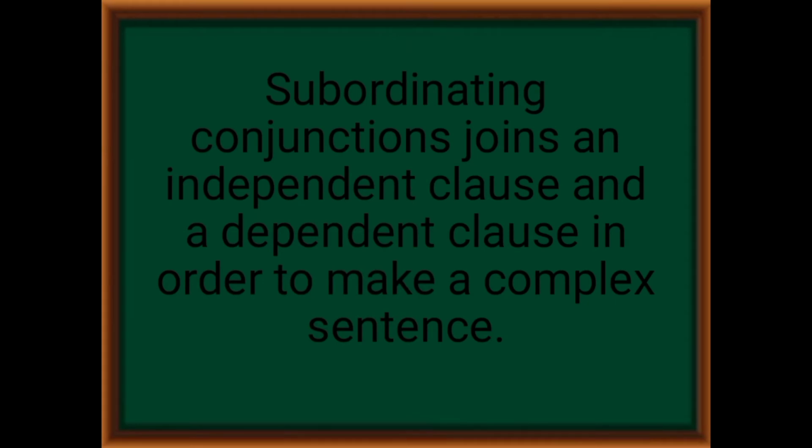Subordinating conjunctions join an independent clause and a dependent clause in order to make a complex sentence. That is, an independent clause, a clause that can stand on its own and make complete sense. And then a dependent clause, a clause that doesn't make sense, a sentence that you would just say and somebody will be like, are you sure you're okay? Now that kind of clause is joined with the independent clause to make a complex sentence.